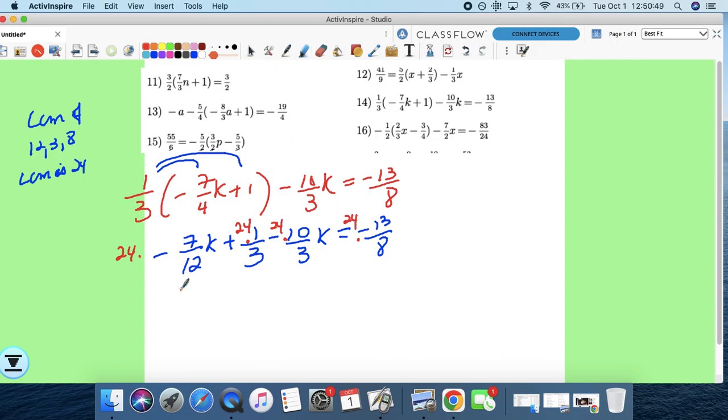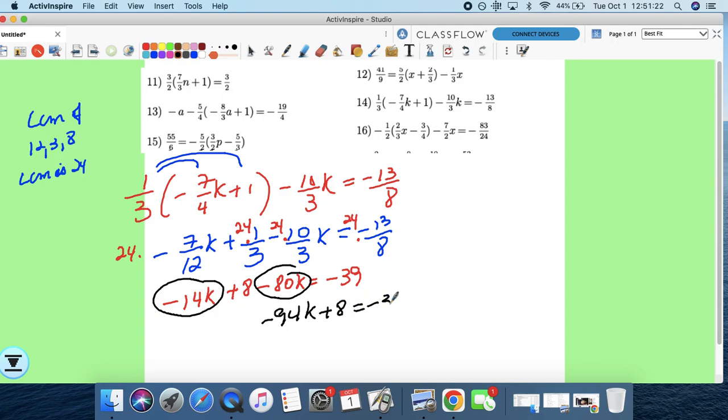Let's see what's left over. So we're going to have negative 14k. It's going to be plus 8 minus, 24 divided by 3 is 8 times 10 is 80. Okay. 24 divided by 8 is 3, and 3 times 13 is 39, negative 39. That's what my equation looks like without any denominators, any fractions now. So combine like terms, yeah, I can do this and this. I get negative 94k plus 8 equals negative 39.